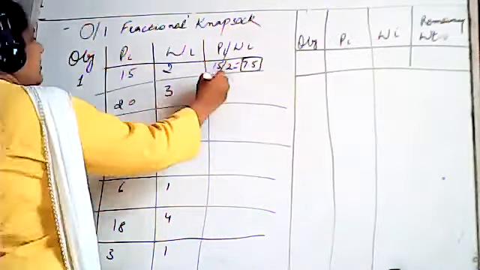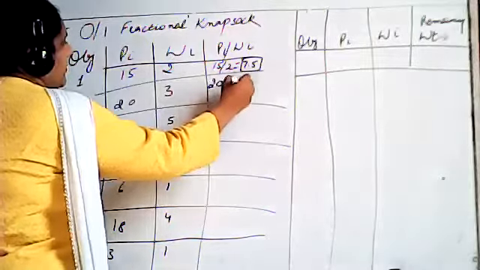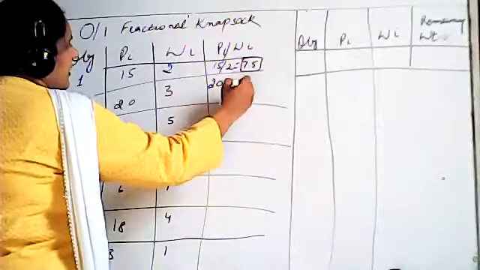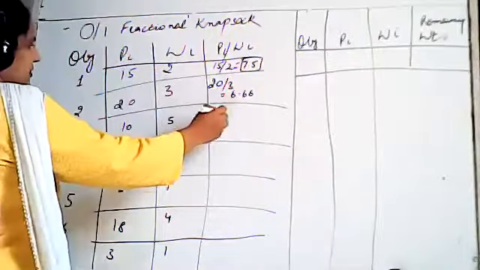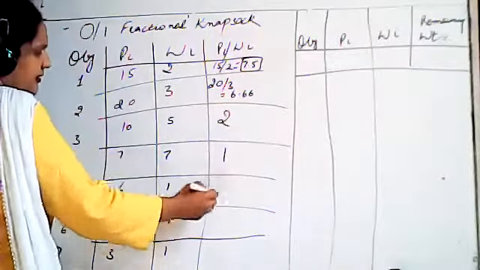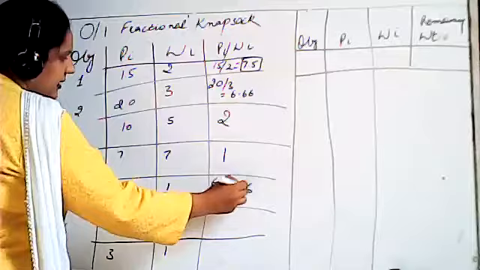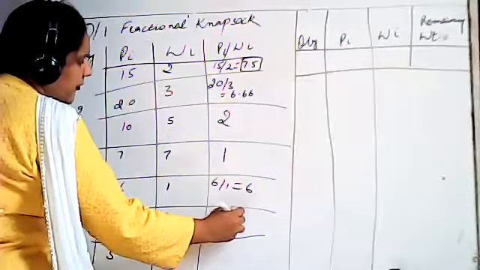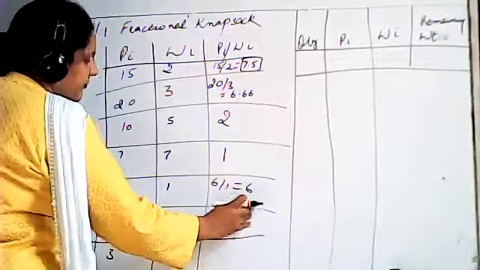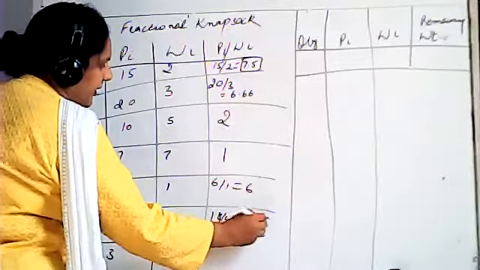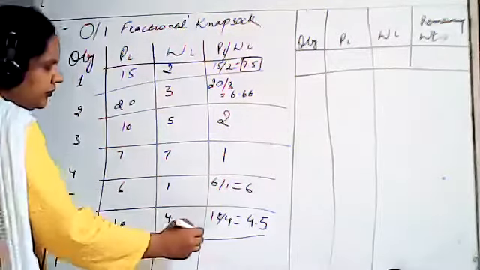So let's do this. 20 by 3, what would be the answer? 3 sixes are 18, so 6.66. Then 10 by 5 is 2, 7 by 7 is 1, 6 by 1 is 6, 18 by 4 is 4.5, since 4 fours are 16. Then 3 by 1 would be 3.